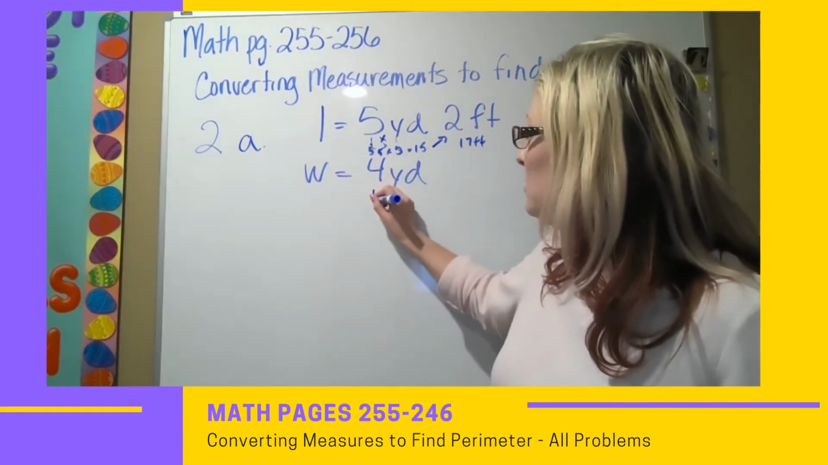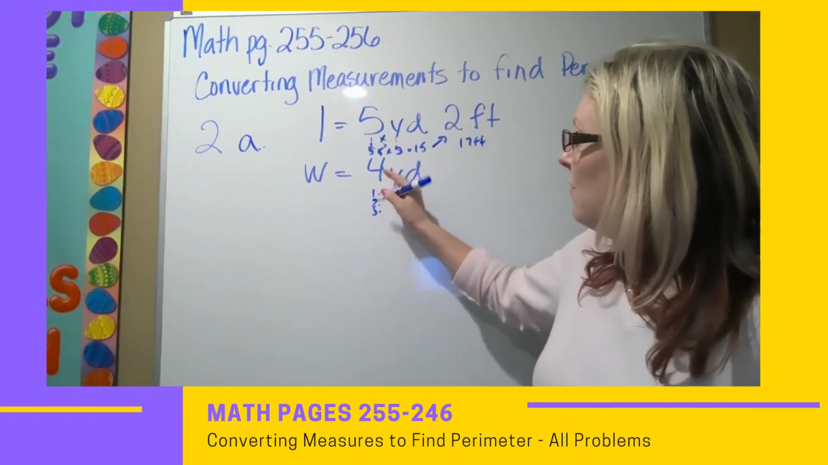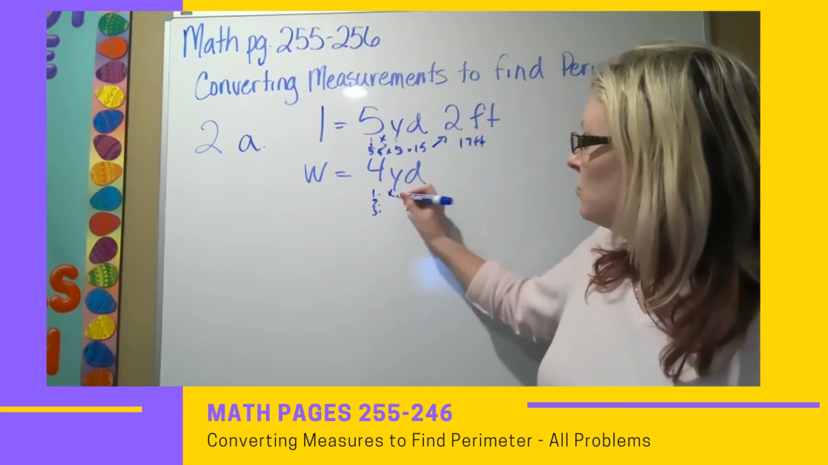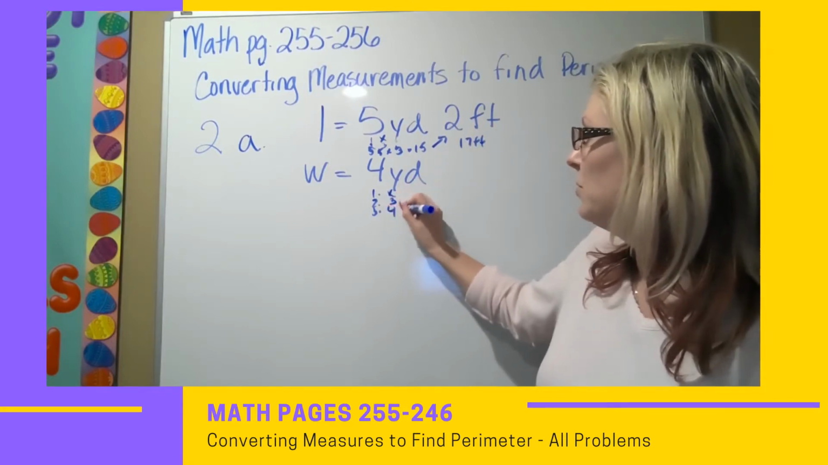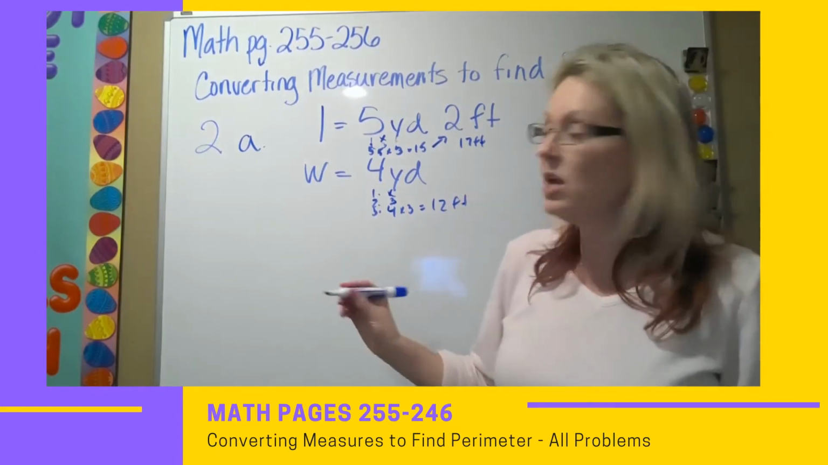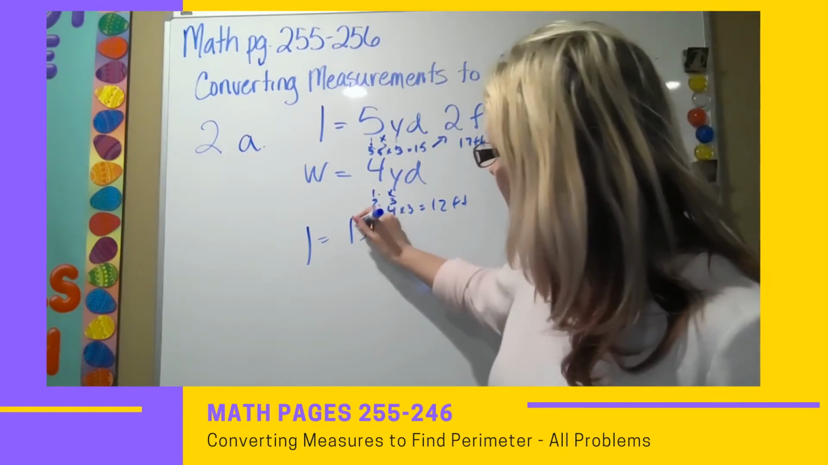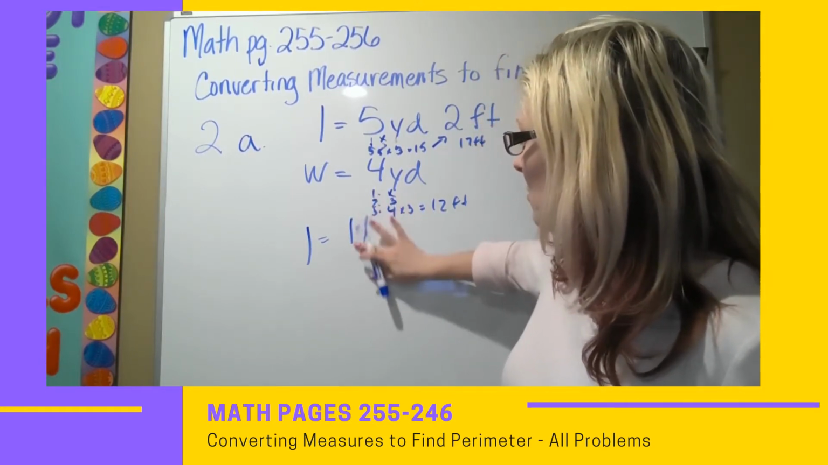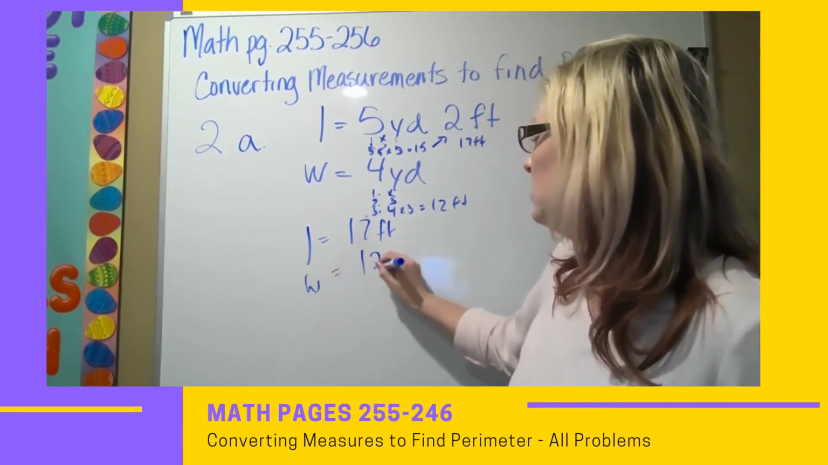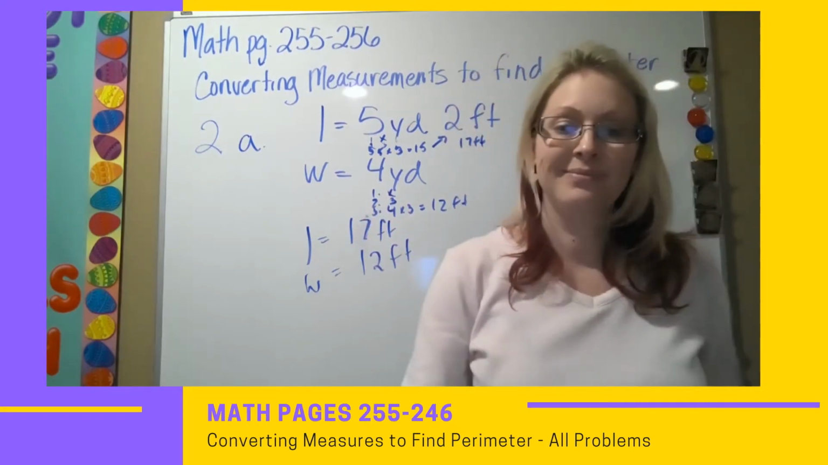Perfect. Now we do the same thing from here. We do 1, 2, 3. What do we get? We have yards to feet, which is multiply. We know that there's 3 feet in a yard, and we're multiplying 4 times 3, which equals 12 feet. So we have now changed our length to be 17 feet. I'm going to write that a little bit better for you. 17 feet, and our width to be 12 feet. That is a 7. Yes, it is.